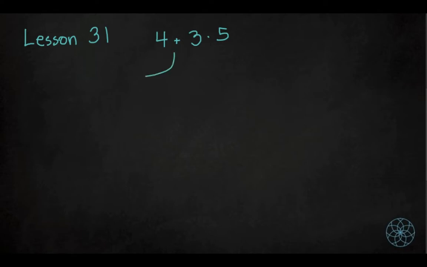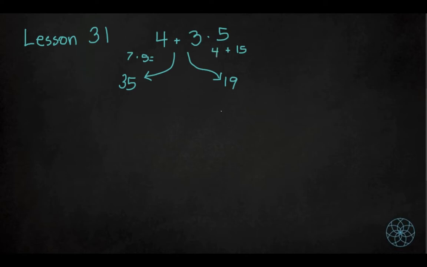So there are two answers that students typically come up with. Some students come up with the answer 35, and some students come up with the answer 19. So the question is, who is correct, and why do students come up with different answers? If you came up with the answer 35, that means that you probably added 4 plus 3, which is 7, and then you multiplied it by 5, which equals 35. If you got 19, what you probably did is you multiplied 3 times 5 first, 15, and then you added that to 4. 4 plus 15 is 19.